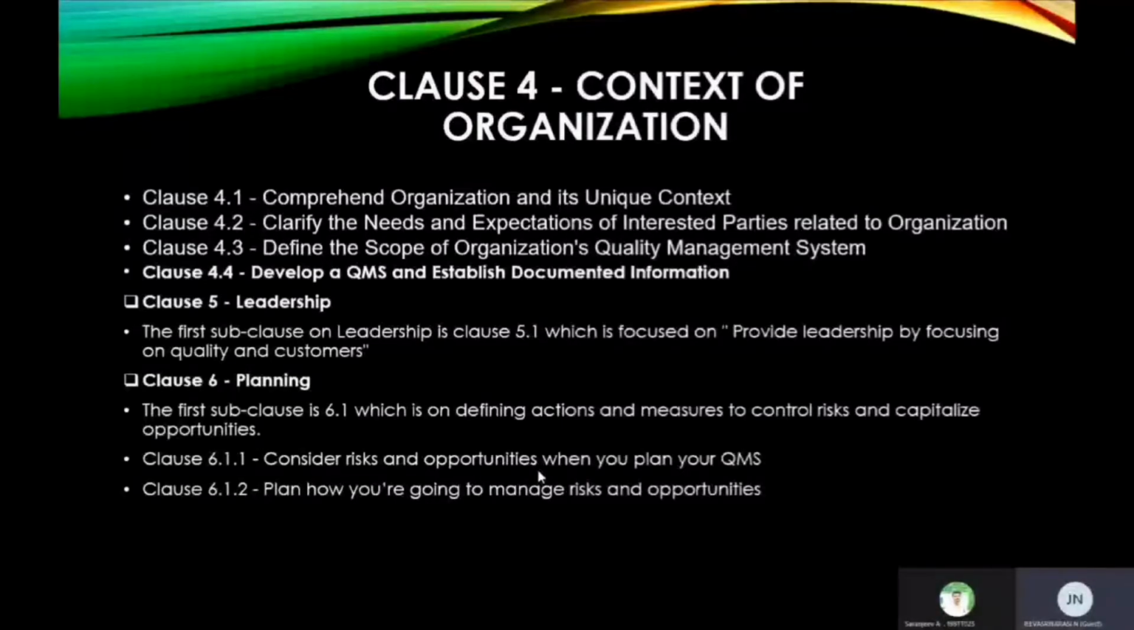Then next, clause 5 is for leadership. The first subclause on leadership is clause 5.1, which is focused on providing leadership by focusing on quality and customers. Then clause 6 is for planning. The first subclause is 6.1, which is on defining actions and measures to control risk and capitalize on opportunities. In that, we have another subclause too. So clause 6.1.1, consider risks and opportunities when you plan your quality management system. And clause 6.1.2, plan how you are going to manage risks and opportunities.